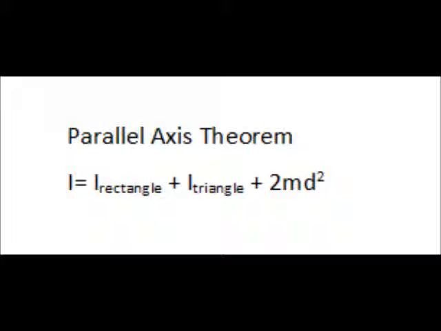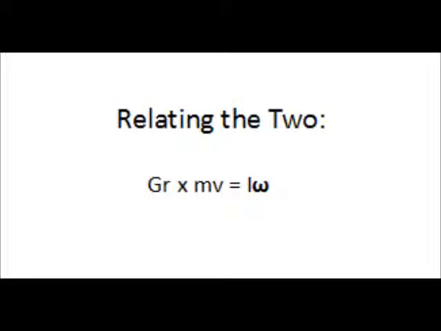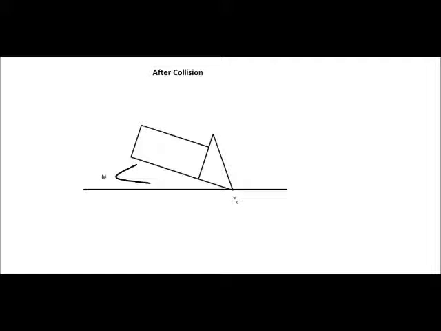inertia after the collision. Now, with the total moment of inertia found and the center of gravity, the conservation of angular momentum can be applied. Relating these two equations and taking into account the center of gravity, we can solve for omega. After calculating omega, the velocity at point C of the triangle can be obtained by simply plugging in the parameters and solving for v.